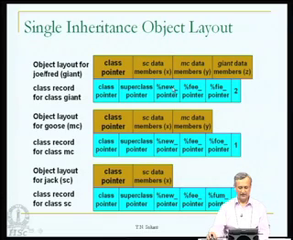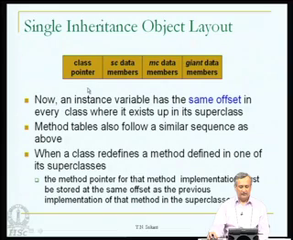Now, the instance variable has the same offset in every class where it exists in its superclass. So, SC will always be present in this area, MC will always be present after SC, and giant will always be present after SC and MC. This is the order in which the data will be laid out, irrespective of any other inheritance. If it was not giant but some other class, say A, then we would have SC, then MC, and then A. And if there were some other class B which inherits from giant, the data area of B would be attached here.